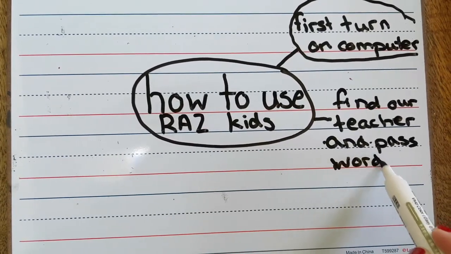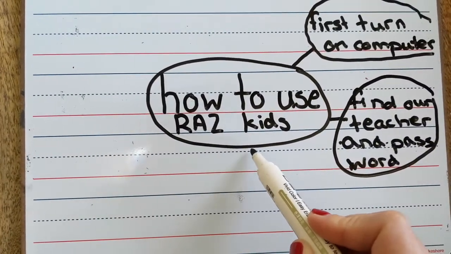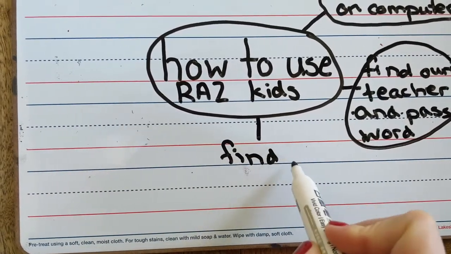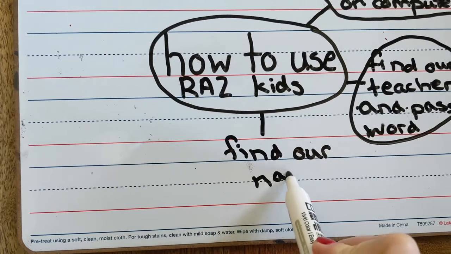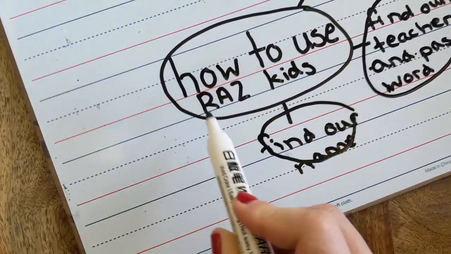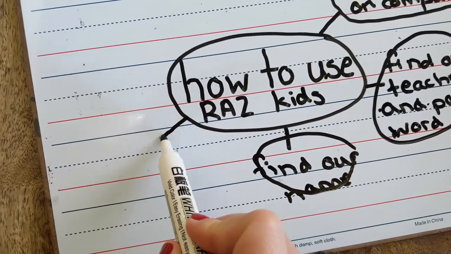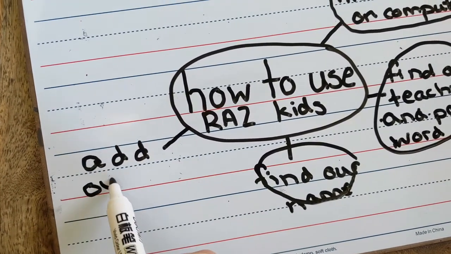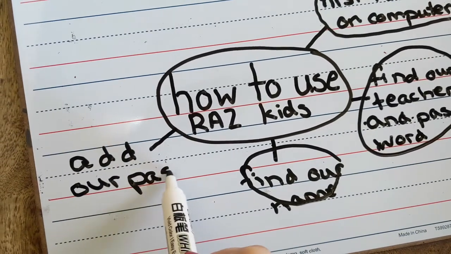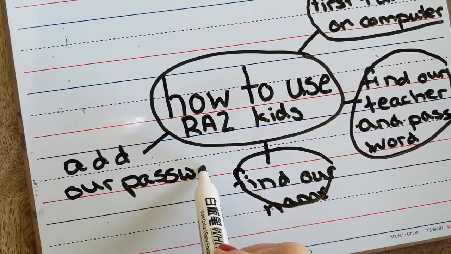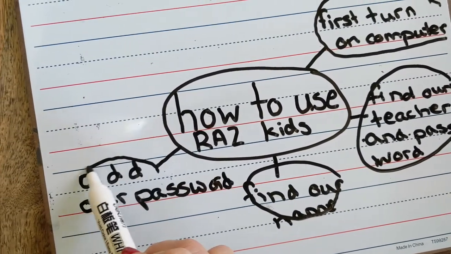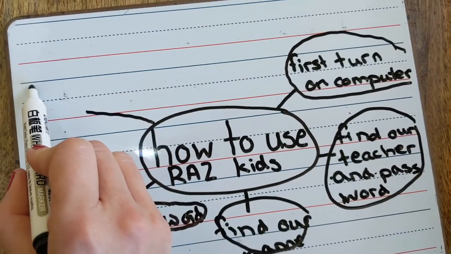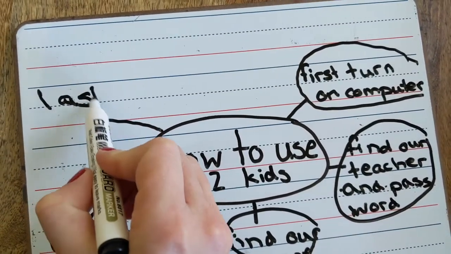Password. Okay. So next, we can see our name. So we can find our name. Well, that was not a very good circle. And next we can add our password. And last, we're going to go to our assignment.